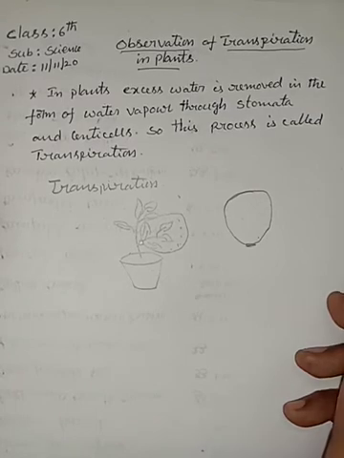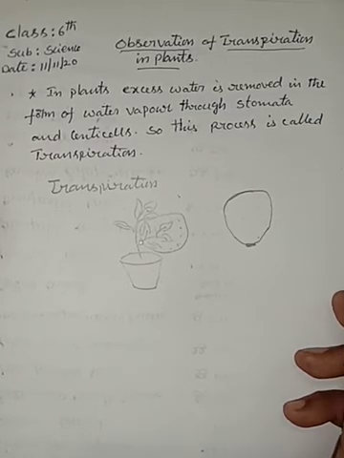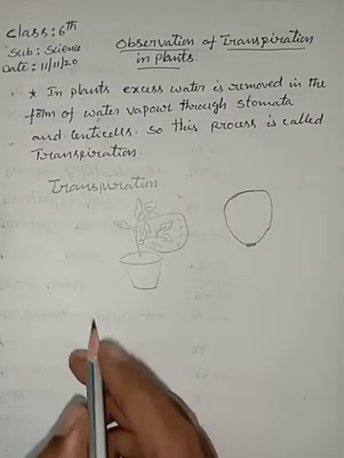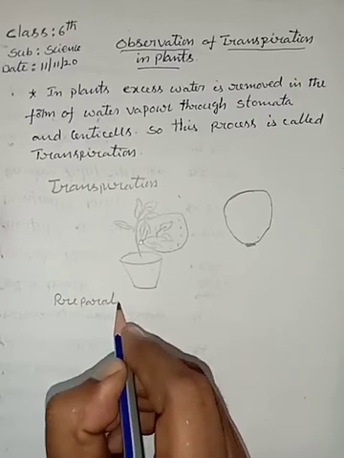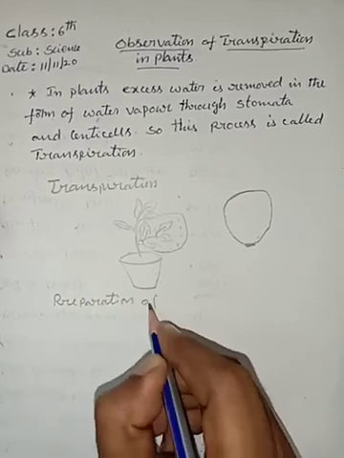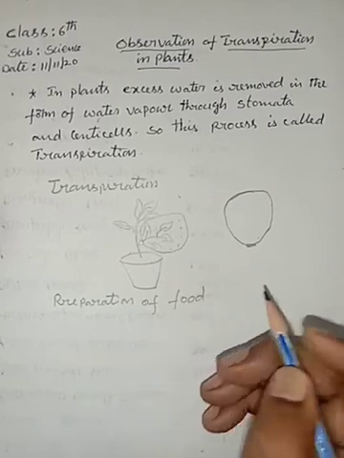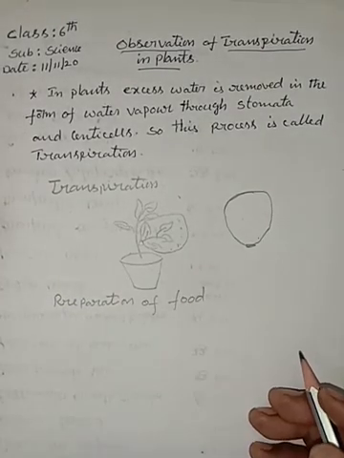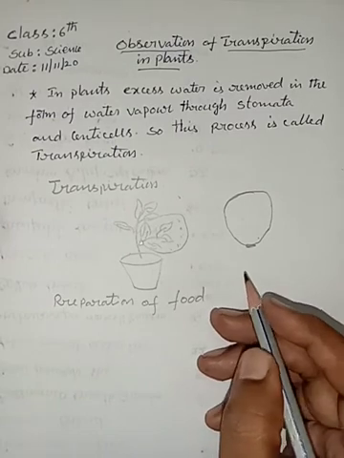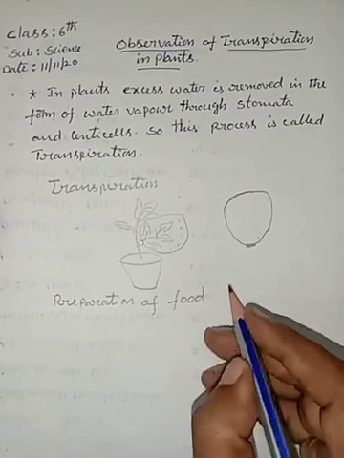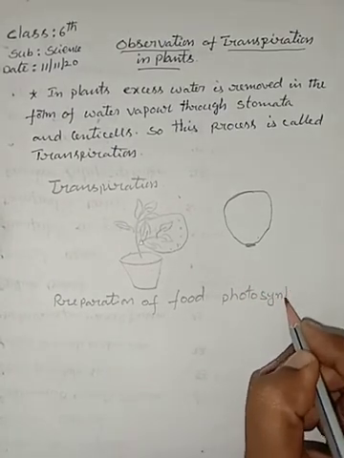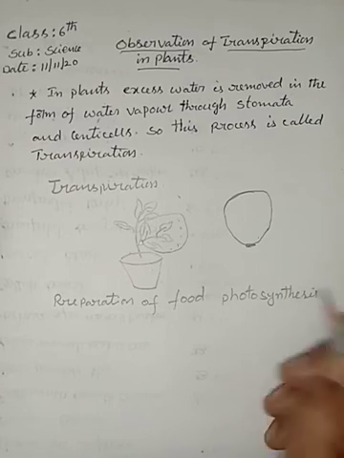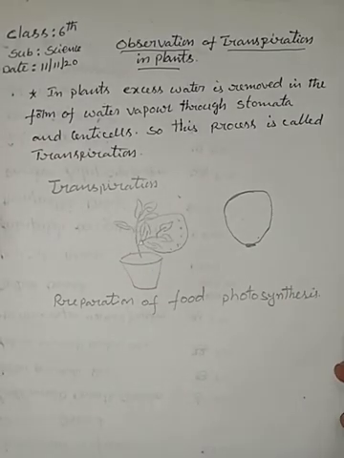What is another function of the leaf? Another function of the leaf is the preparation of food. Preparation of food in the plant by the process of photosynthesis. This is another function of the leaf.